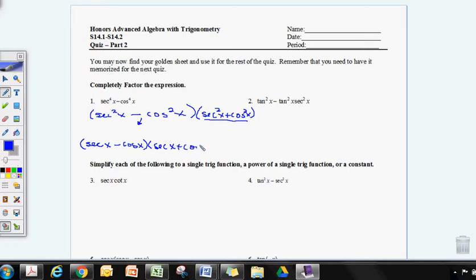And then I have a secant squared x plus a cosine squared x. That is how you factor the first one. So the second one, I am going to take out a tangent squared, and I'm going to be left with 1 minus secant squared, and it only asks me to factor. I'm done.